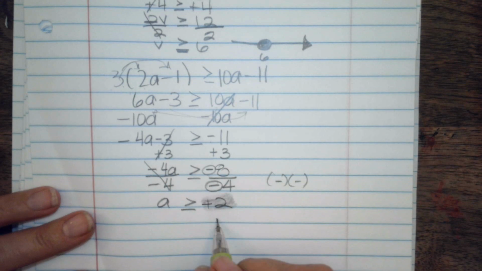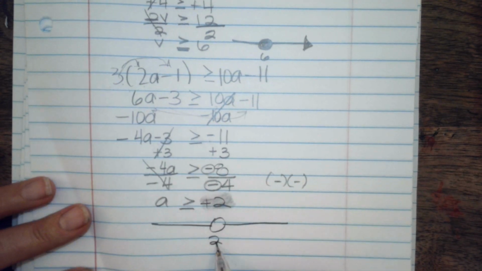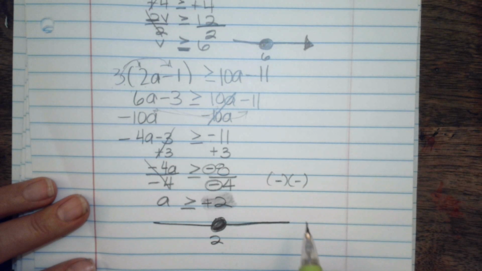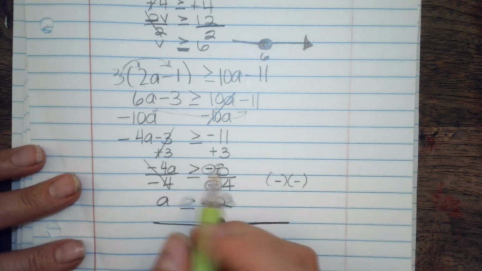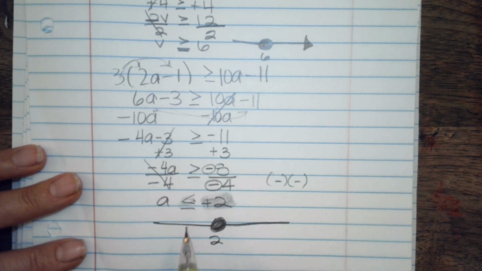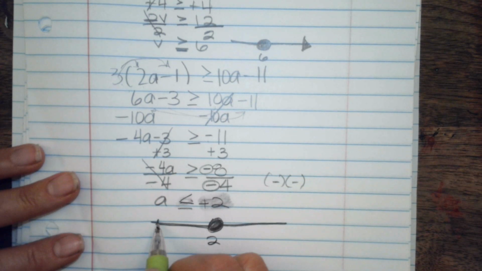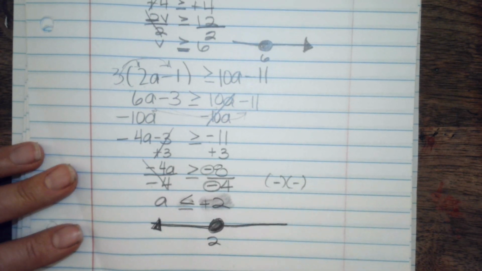And then to graph it, I put my number line. We have a 2. I fill it in because it is an or equal to. And look at this. I have to switch this because I divided by a -4. So I have to switch my inequality. And so my arrow goes this way.